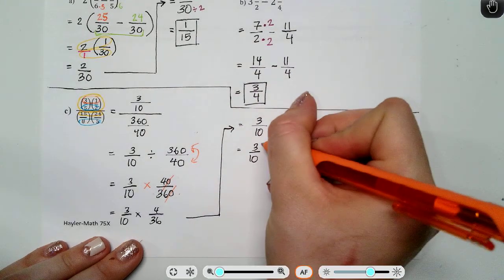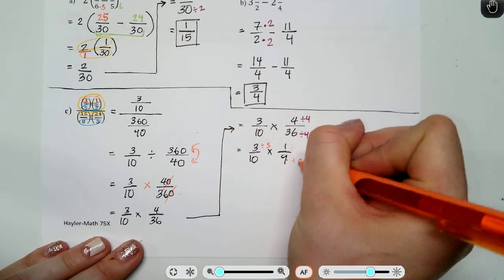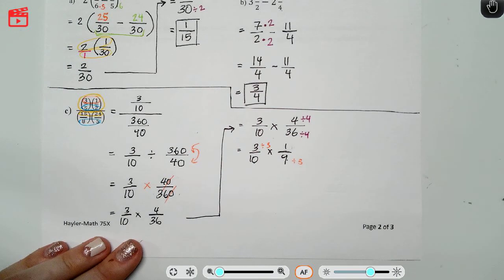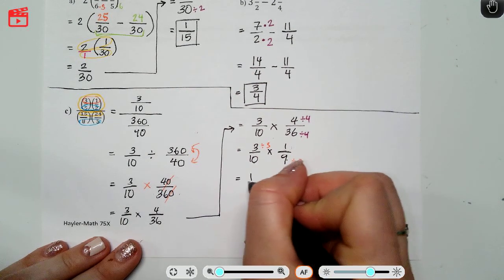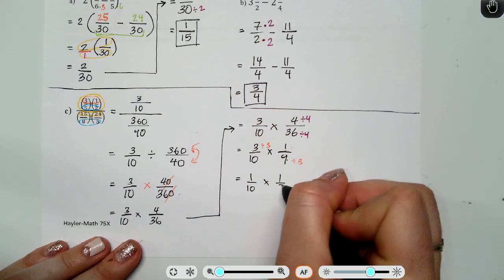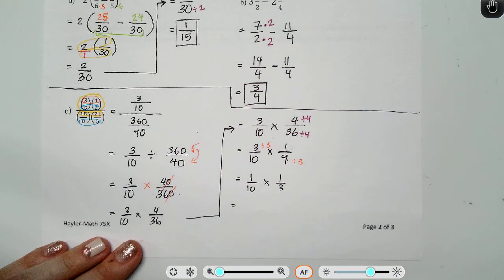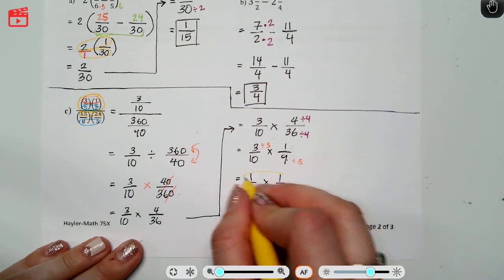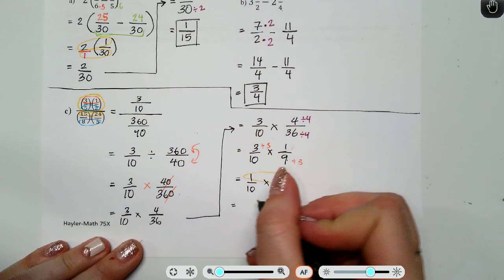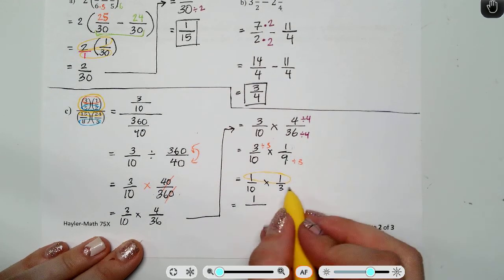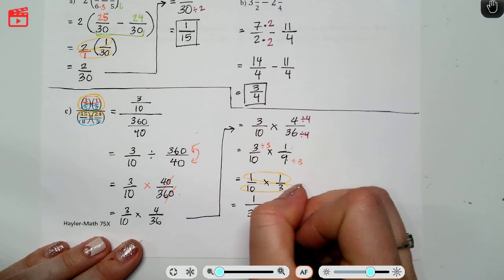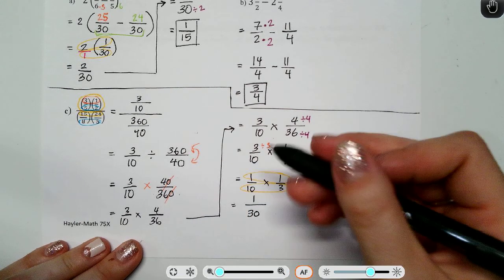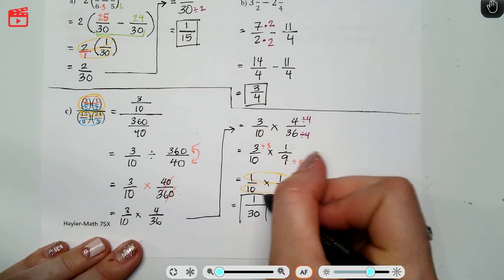I can divide the 3 by 3 and the 9 by 3, as long as you're dividing a top number and a bottom number. And remember, I'm allowed to do this because of the multiplication. So that's going to be 1 over 10 times 1 over 3. Okay, now everything is simplified, so I'll multiply across the top. It's going to be 1. Multiply across the bottom. 10 times 3 is 30. Can we simplify? Nope, that's it. There we go, we're done.